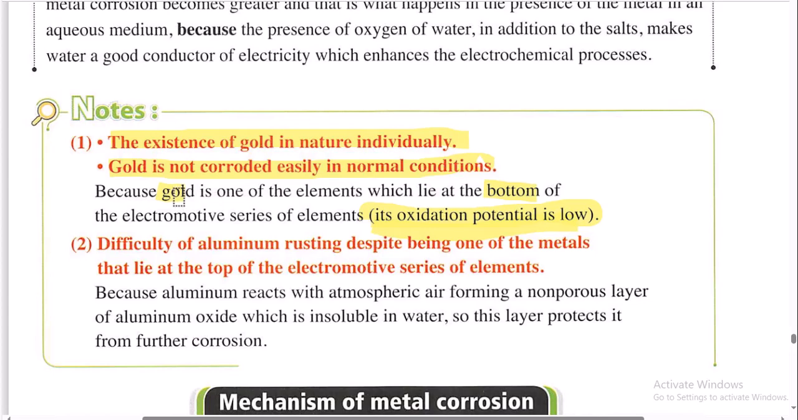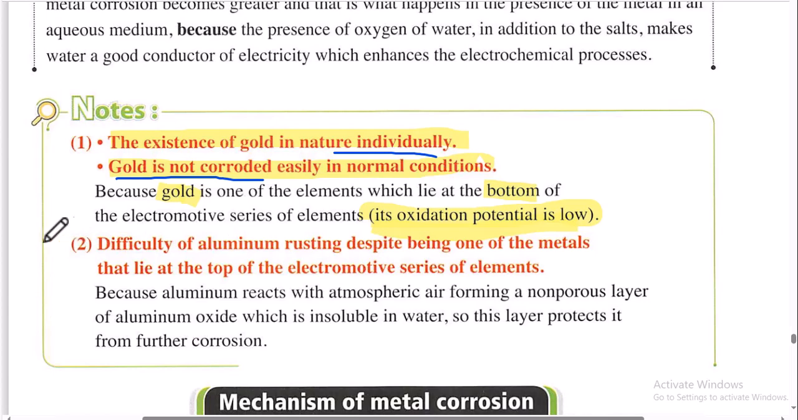It can take electrons, but it cannot be oxidized. It acts as a cathode; in most cases it cannot act as an anode, so it is not corroded. Gold cannot undergo a chemical reaction. Gold cannot replace any metal in its salt, so gold is not corroded and does not undergo any oxidation reaction. It is not oxidized easily. It is at the bottom of the electromotive series. Because of that, it exists in nature individually.